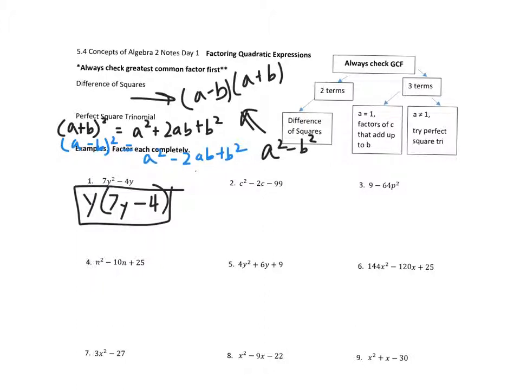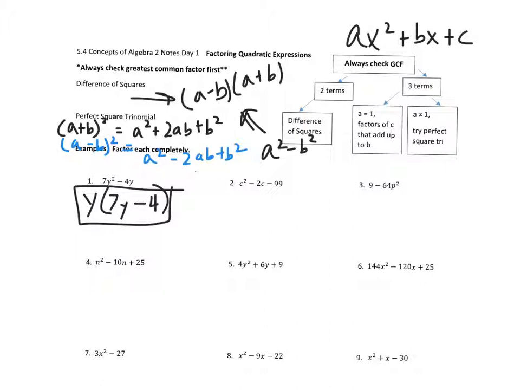Number 2 does not have a greatest common factor, so it has 3 terms, and a equals 1. So I'm going to do factors of c. Think about factoring ax squared plus bx plus c. I'm going to find factors of c that add up to b. So two numbers that when I multiply I get negative 99, and I add and get negative 2.